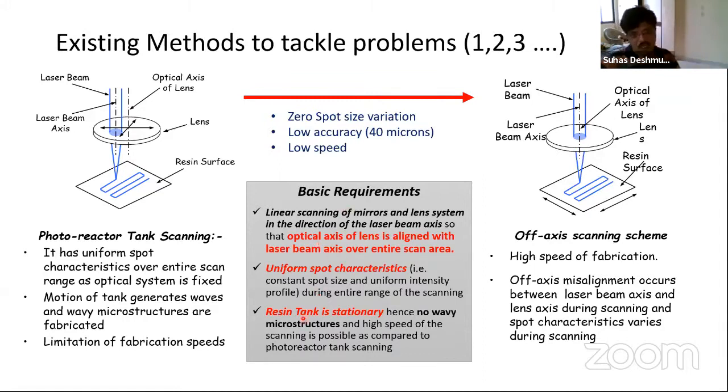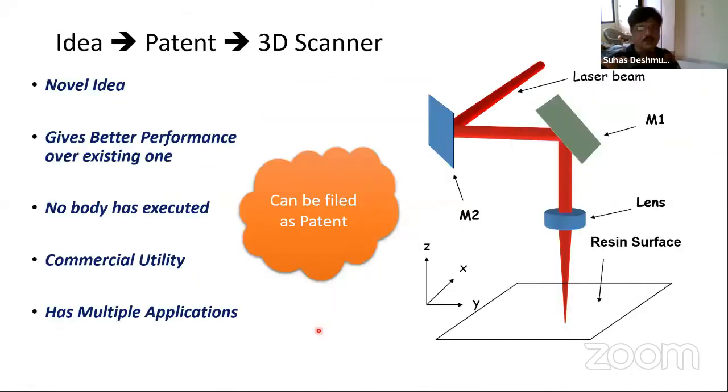So that is only possible, and we don't have any idea or any scanning mechanism to maintain this axis. Then another one, to avoid this wavy structure, our resin tank should be stationary. It should not move, so that there will not be waves on the surface of the stage, and it will create a problem for this.